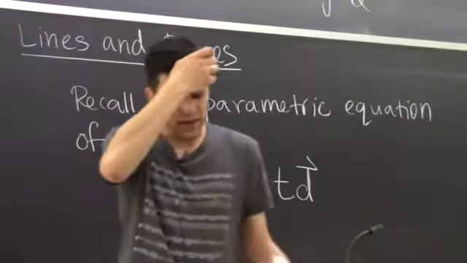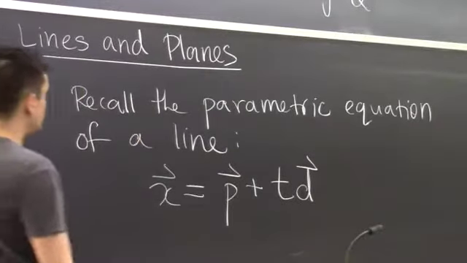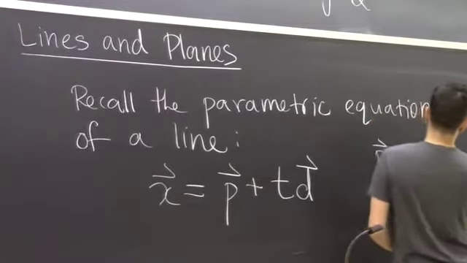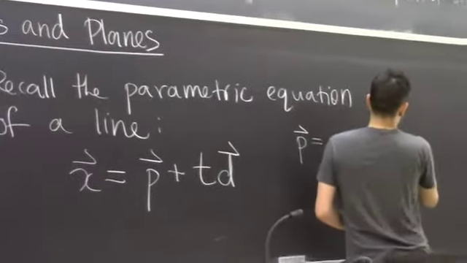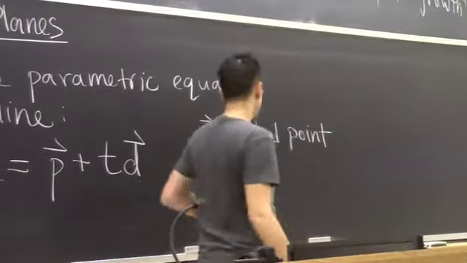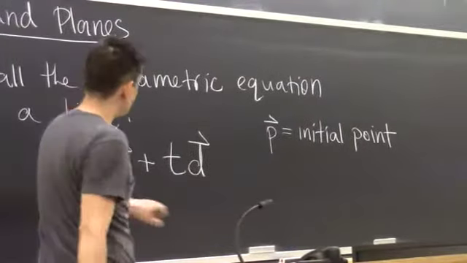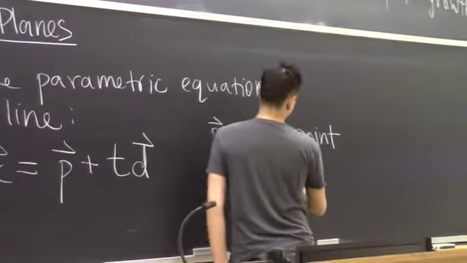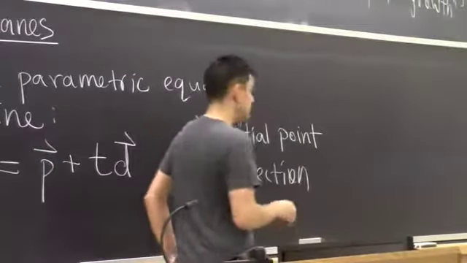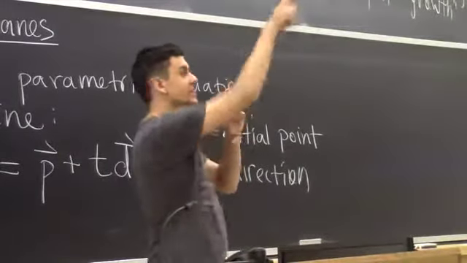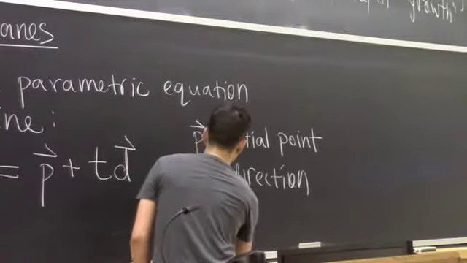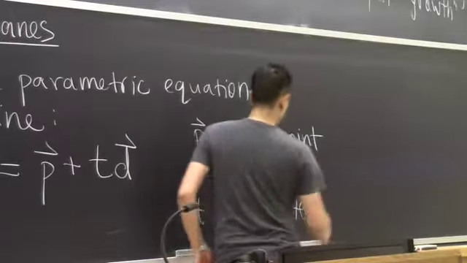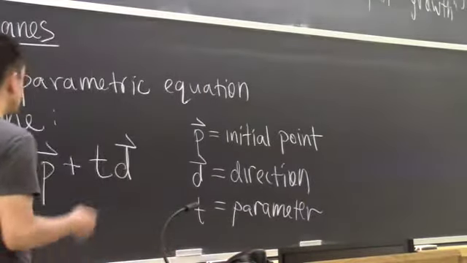Okay, so what does this mean? What are the various parts of this? So P is our initial point. D is the direction that the line is traveling in. And T is our parameter.